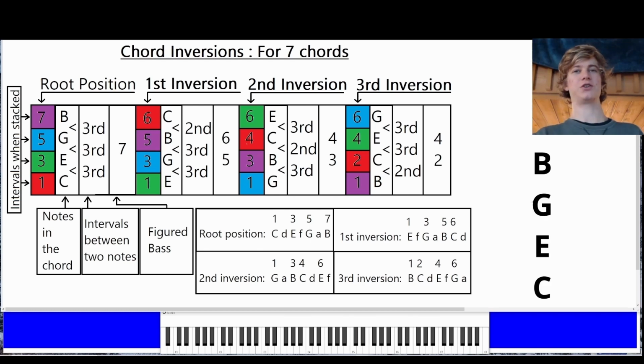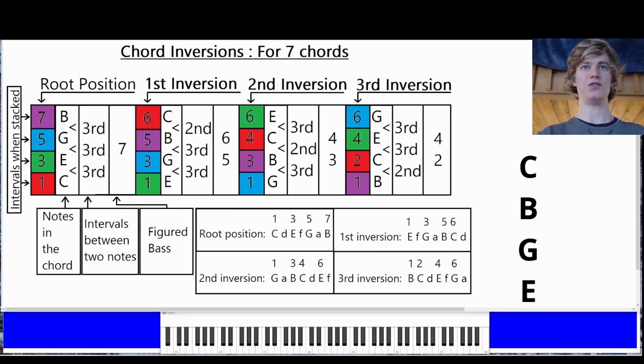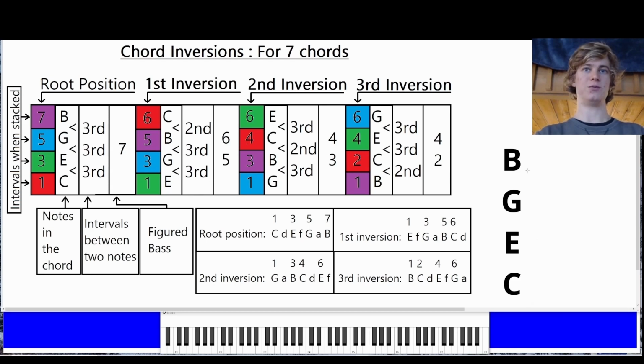So in root position, you have C, E, G, B. And if you want first inversion, all you're going to do is take this C note and put that on top of the chord. Then if you're in root position and you want a second inversion, all you're going to do is take your 1 and your 3, or your first 2 notes of the chord in the same order, and place those on top of the chord.